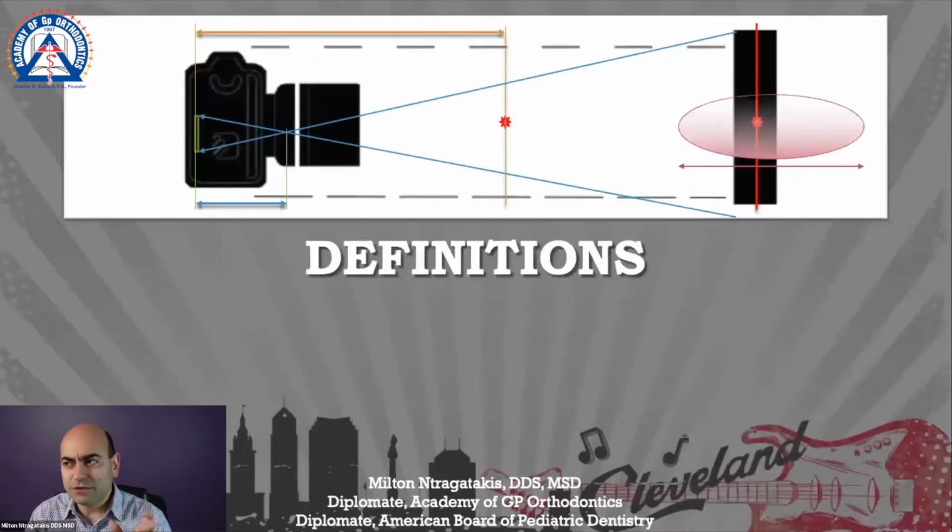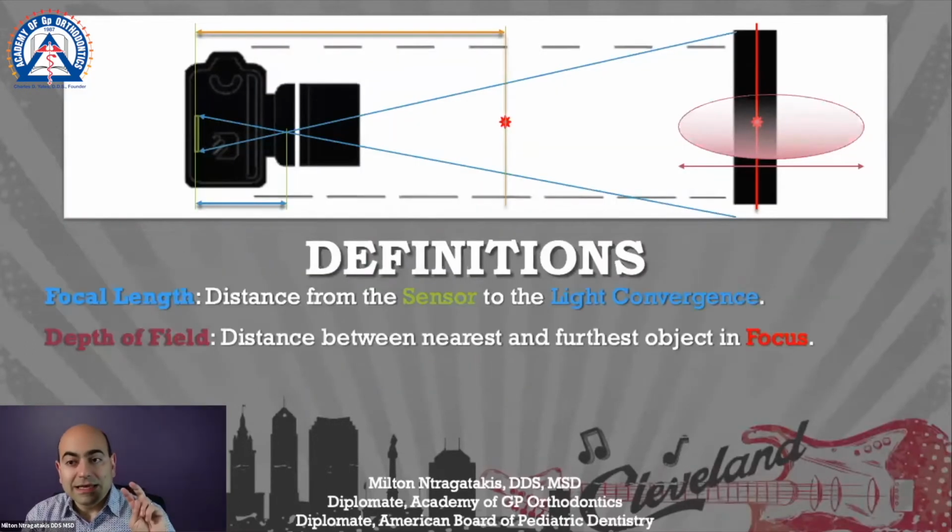So what is the depth of field? Okay. The depth of field is how much of the object is in focus. It's that red oval that's on the other side of the picture. If you have a large depth of field, you have a lot more objects in focus. If you have a very short depth of field, you have very few items of your picture in focus.